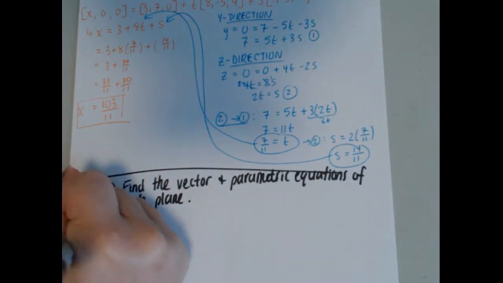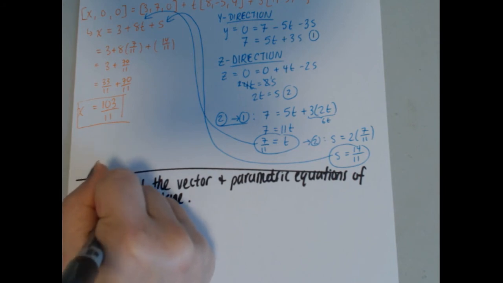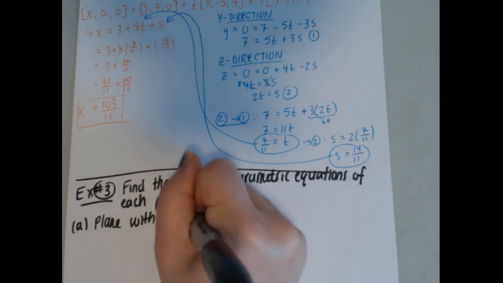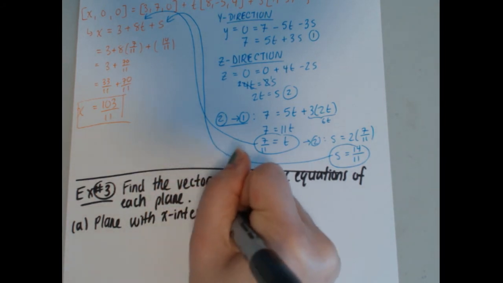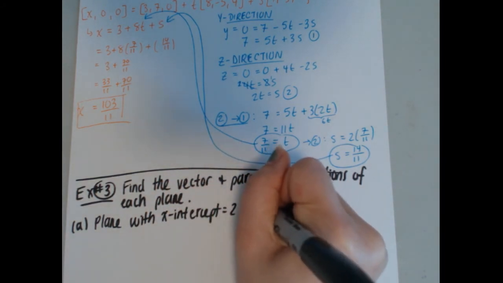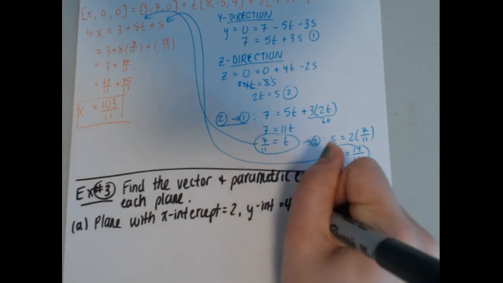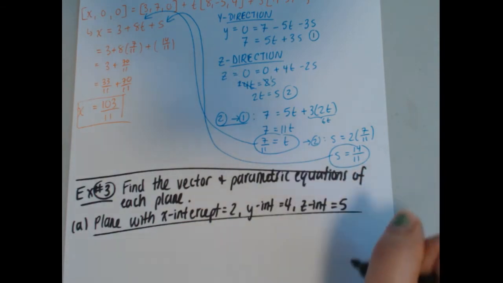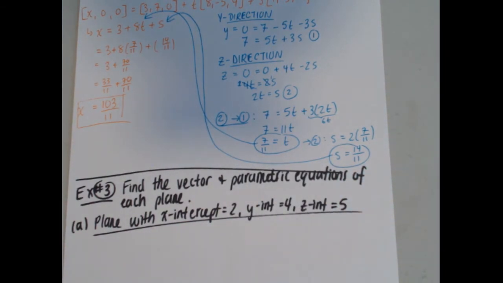Okay, so for part A, we have a plane with the x-intercept of 2, the y-intercept of 4, and the z-intercept of 5. I want to sketch this out, and you'll see why after we get to a different part of the problem.